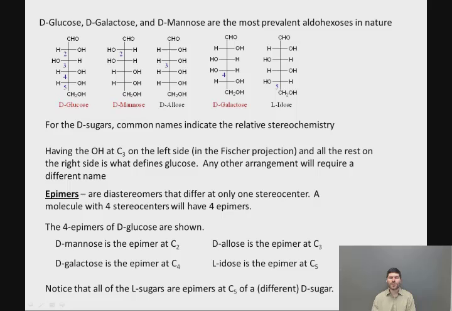So if you were to look back at the previous slide and look at the difference between the D sugars and the L sugars, notice that all of the L sugars are epimers at C5 of a different D sugar. And we will come back and look at this a little bit more systematically when we define D and L in 2 lessons. But before we get to that, what I want to do in the next lesson is go over what this thing called a Fischer projection is, how we get to it, and what it means as far as conveying 3-dimensional stereochemical information.